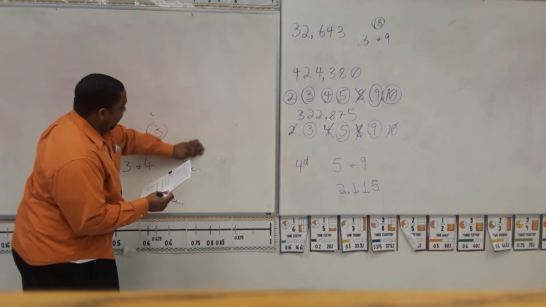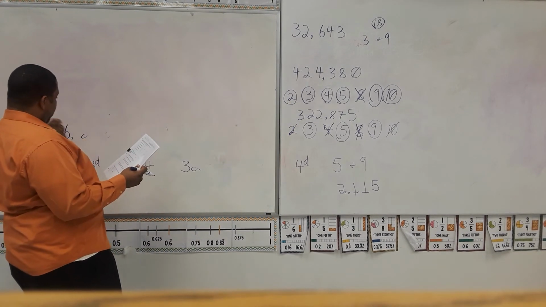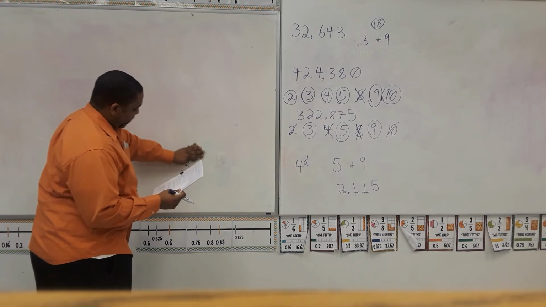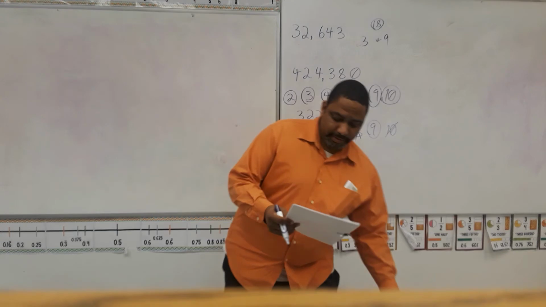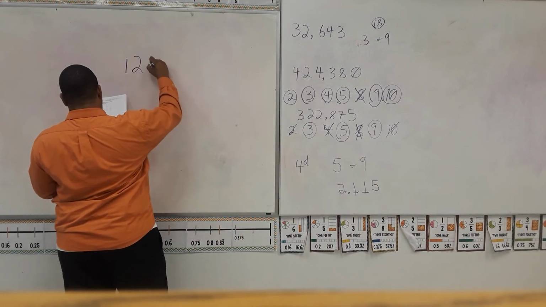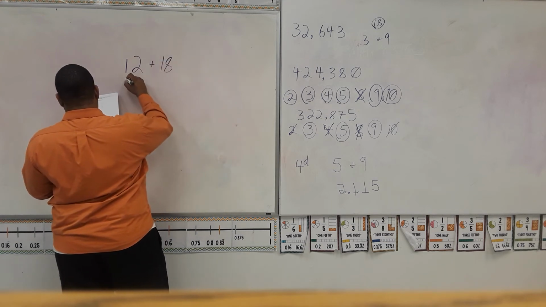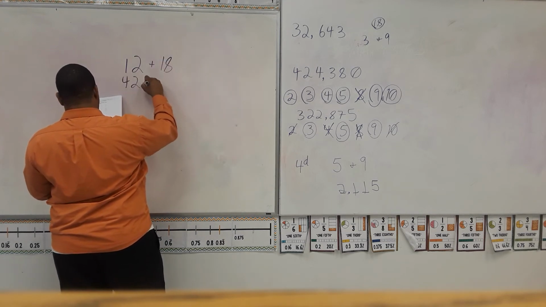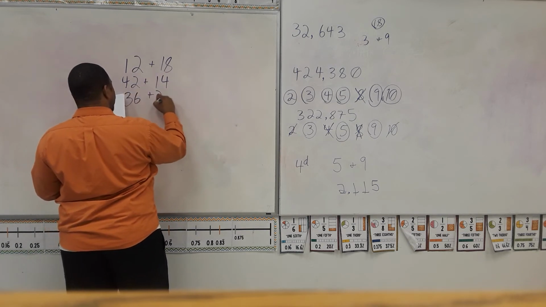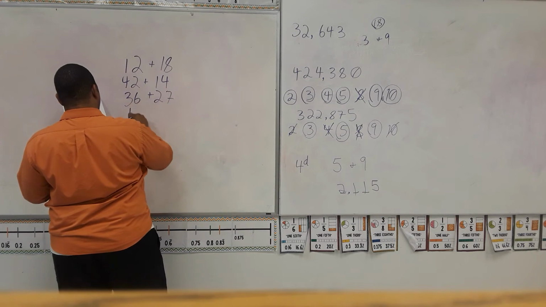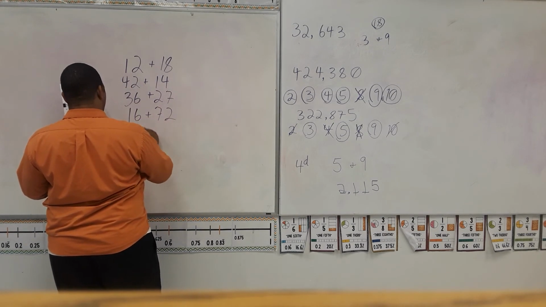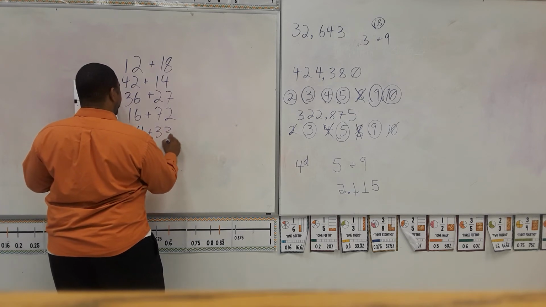All right, so now we've got a list of addition problems, I should say, that we're supposed to factor into distributive parts. So we're going to start with 12 plus 18, 42 plus 14, 36 plus 27, 16 plus 72, and 44 plus 33.